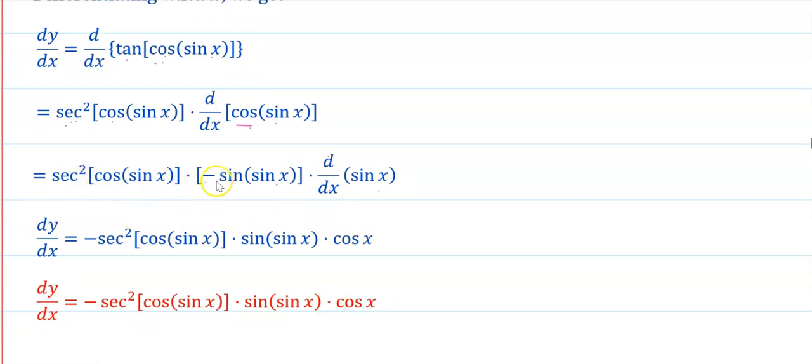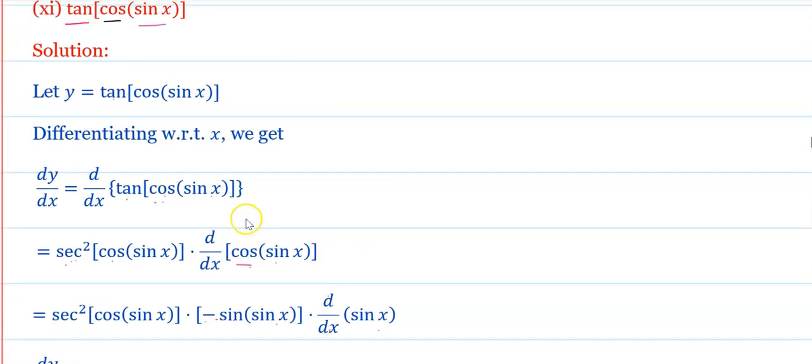What is that? Here is a minus sign I have taken here. Sec square cos of sin x into sin of sin x into derivative of sin x is cos x, and in this way dy by dx is equal to minus sec square cos of sin x into sin of sin x into cos x in this way.